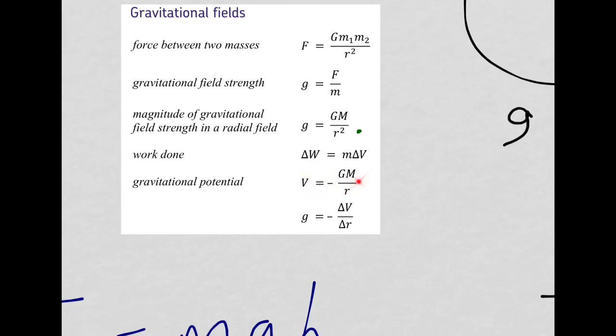This is the one we've managed to calculate here. So this is our new equation for gravitational potential, and this is what gravitational potential actually is. If you take the M over to the other side, it's the change in energy per unit mass.